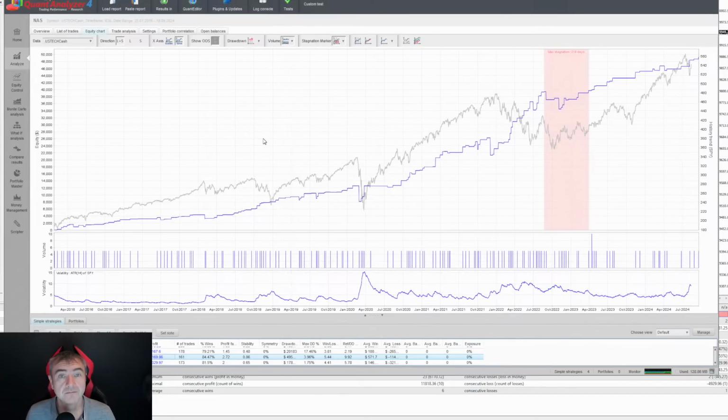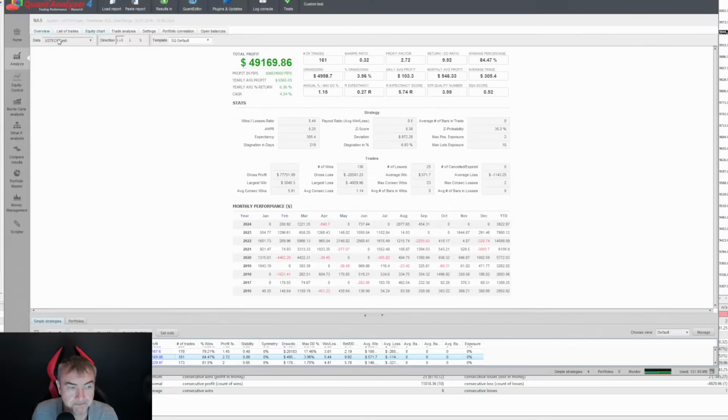Yeah, it looks good, but it's a long-term investment strategy. The other problem with it is it took 161 trades in 8 years. So, you know, it's not the sort of thing you're going to be regularly making an income and a living from. This is just using 5 lots, right? So the drawdown is very, very small.